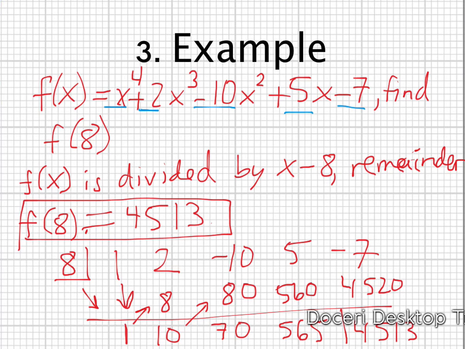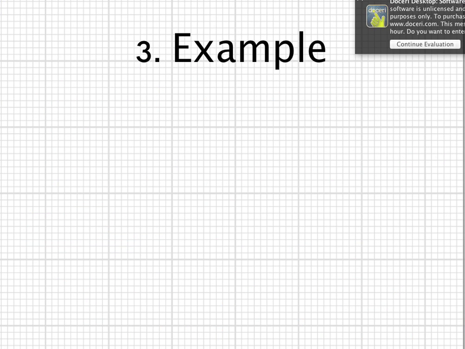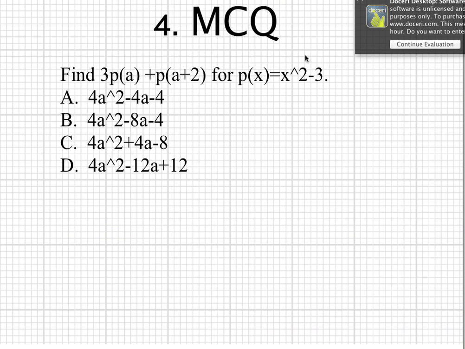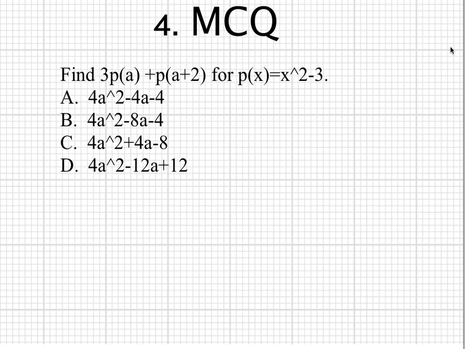So go ahead and take a look at your multiple choice question here. So you have 3 times p of a plus p of a plus 2. So you got to do a little bit more than what I showed you before for p of x equal to x squared minus 3. Okay, so there's your answers for your multiple choice question. Pause the video here and take a look.